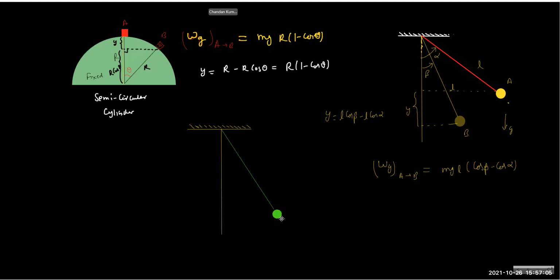Okay. So let's say you have a pendulum which goes from this side to another side. This is alpha and this is beta now. So the question is, we go from A to B. What is the work done by gravity? mgL (cos beta minus cos alpha). It's the same answer. Correct.